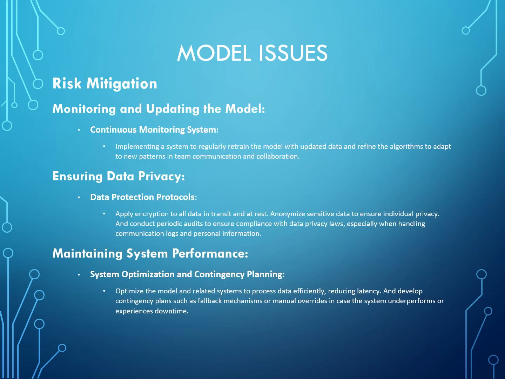And to mitigate the risk, we'll have monitoring and updating of the model. So we'll implement a system to regularly retrain the model with updated data and refine the algorithms to adapt to new patterns in team communication. Additionally, we can ensure data privacy, so we can apply encryption to all data in transit and at rest, and make sure that we conduct periodic audits to ensure compliance with data privacy laws.